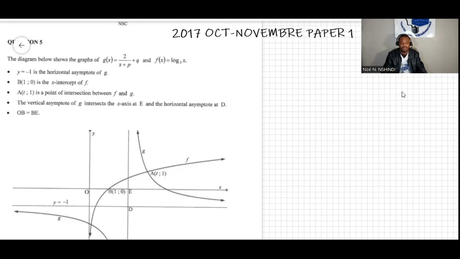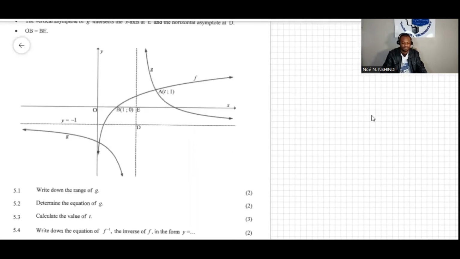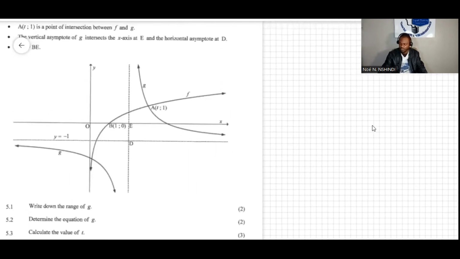The vertical asymptote of g intersects the x-axis at E and the horizontal asymptote at D. And then it is also said that OB is equal to BE. Now, let's start with the first question, question 5.1, which says write down the range of g.